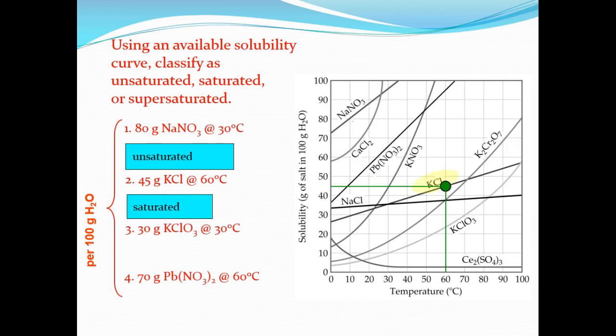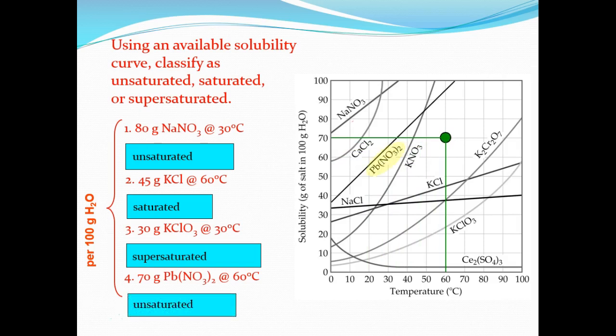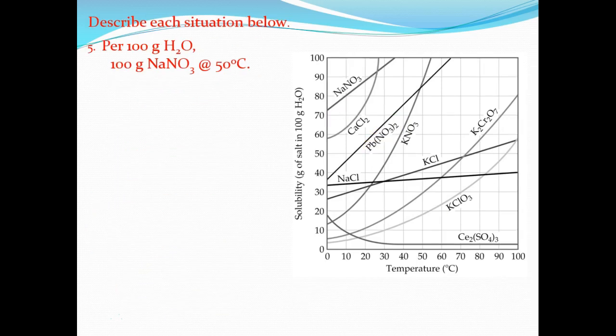Okay, the next one is 30 grams at 30 degrees Celsius, KClO3. It's this little bluish, purplish line here, and we're going to draw our dot, and there's our line, and it's supersaturated. And the last one, looking at Pb(NO3)2, and here's our dot, here's our line, it is underneath, so it's unsaturated. Okay, sorry, this video is going to go a little long.